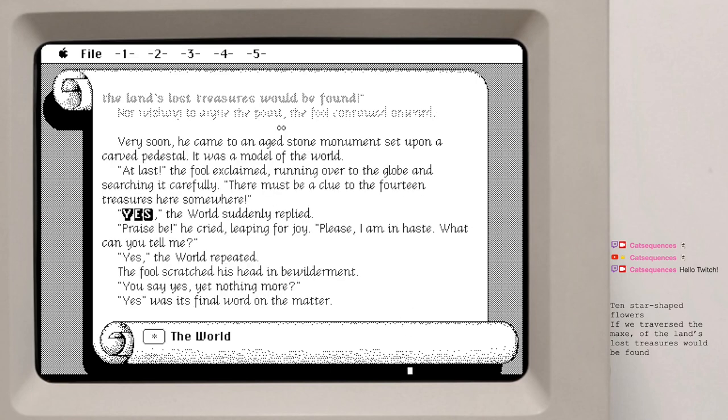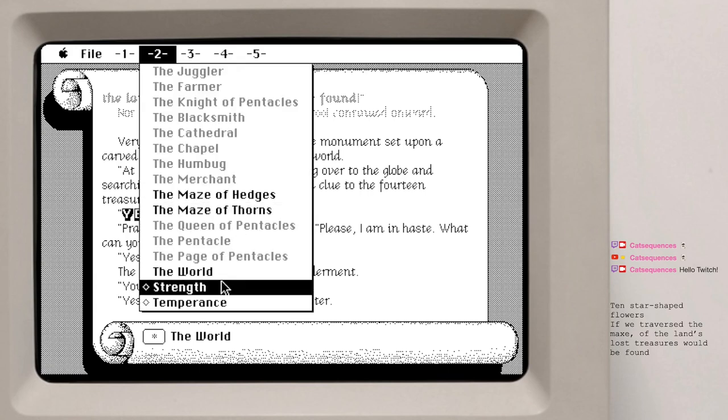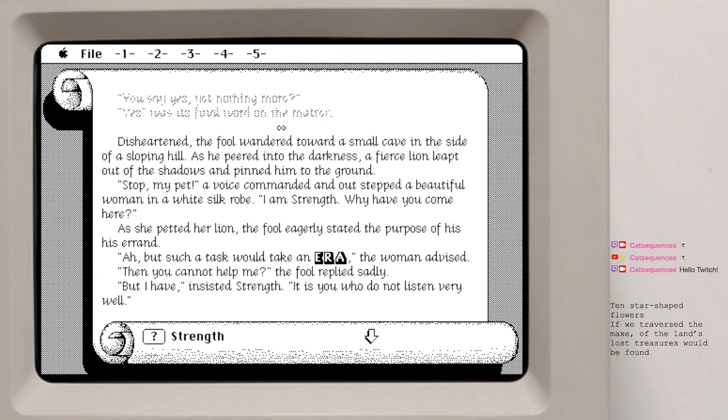And the clue we had there seemed to be mostly the word yes, in such emboldened type as it appears there. I don't know if that has any great significance or not. I guess we will find out eventually. So the next one would be strength, right? Okay, let's head to strength.